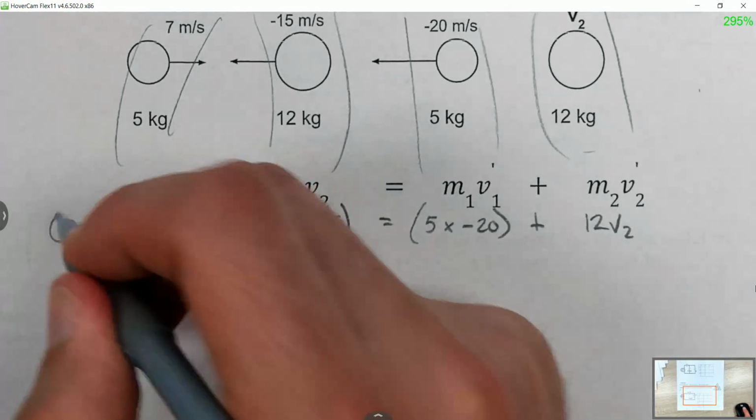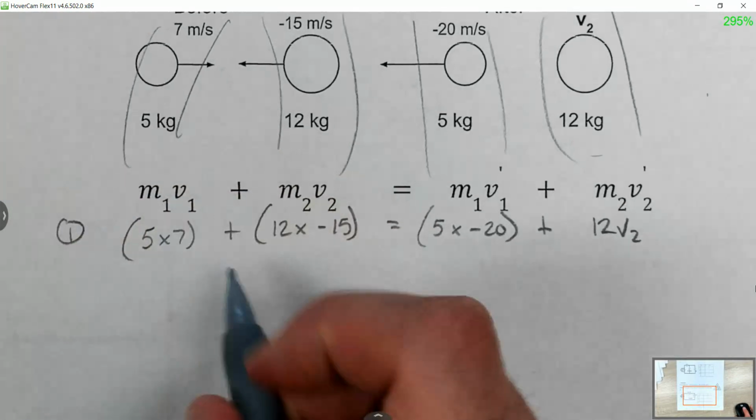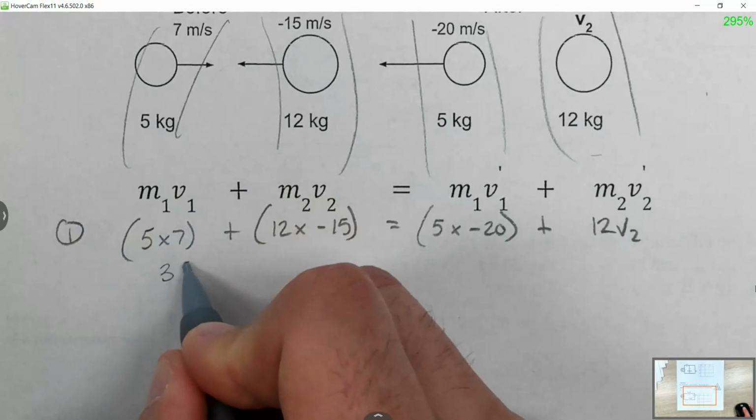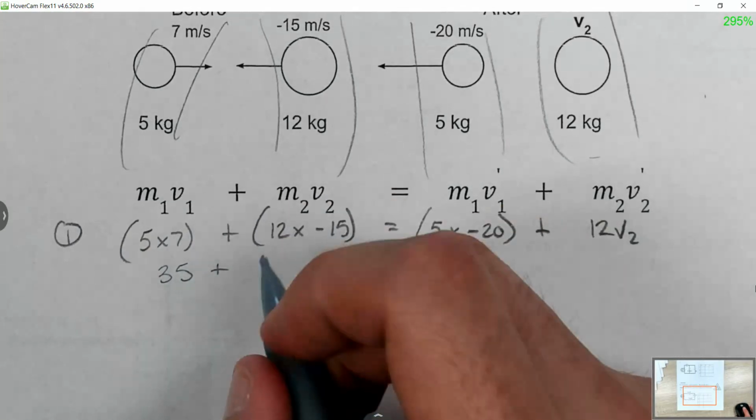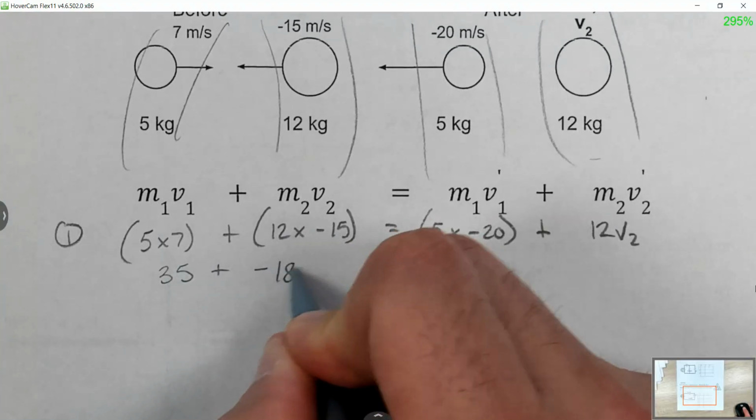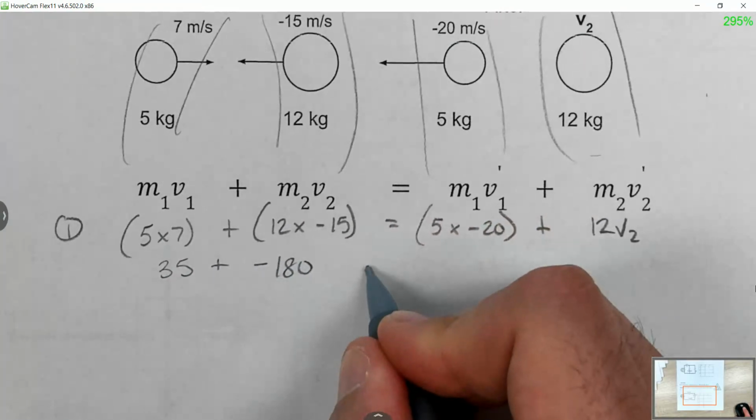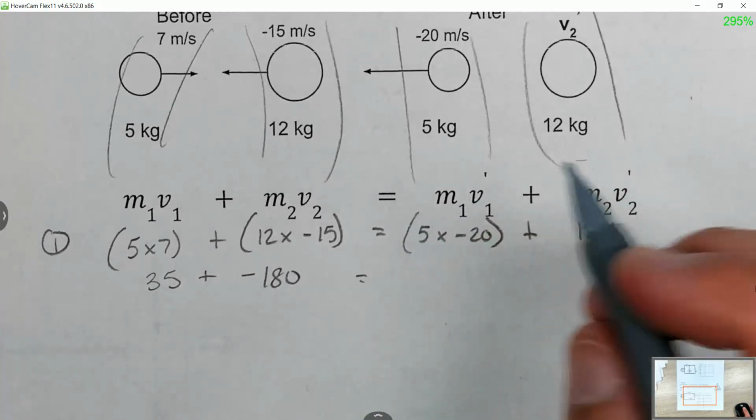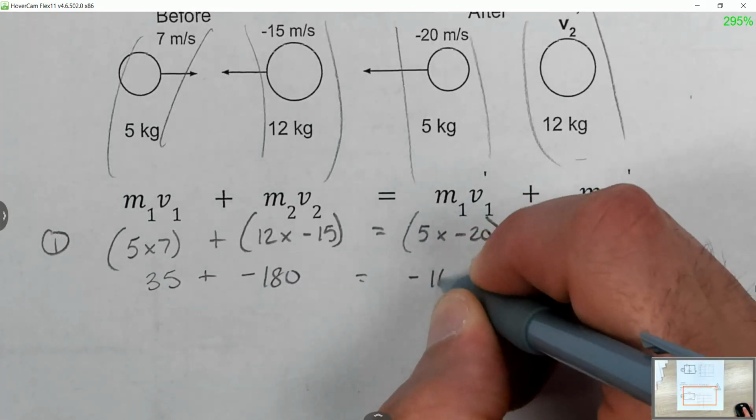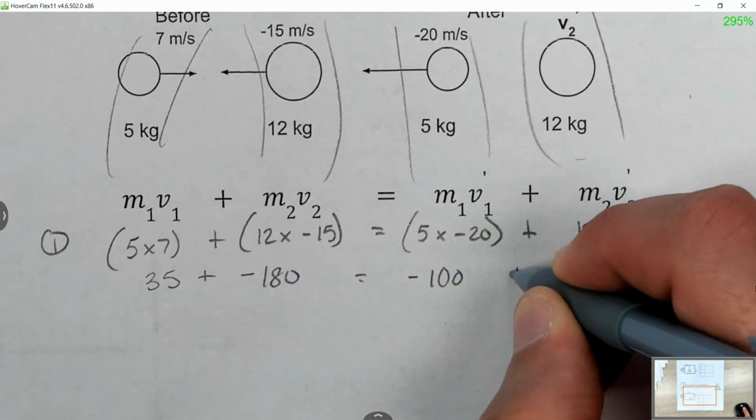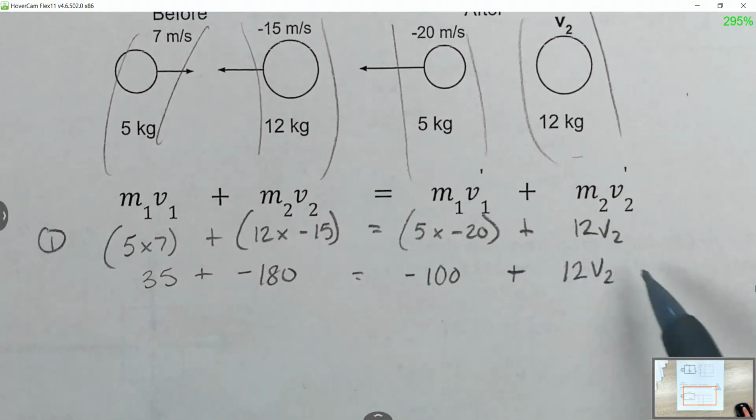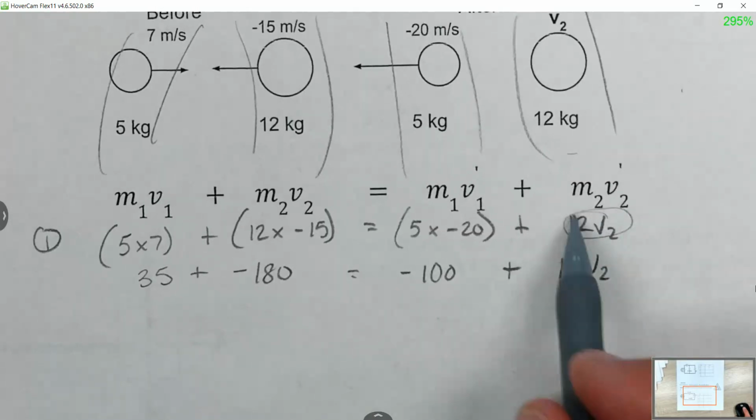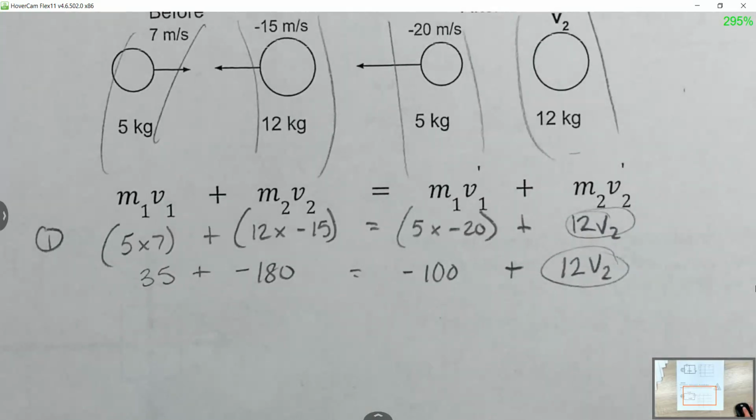So your first point. Second point, start to simplify this. Multiply these out: 35. 12 times negative 15, that should be negative 180. 5 times negative 20 should be negative 100. Bring down your plus sign. This stays together until the end. You cannot add this 12 to anything. These are connected until the very last step.